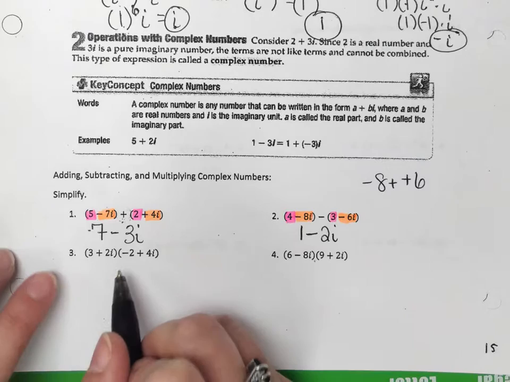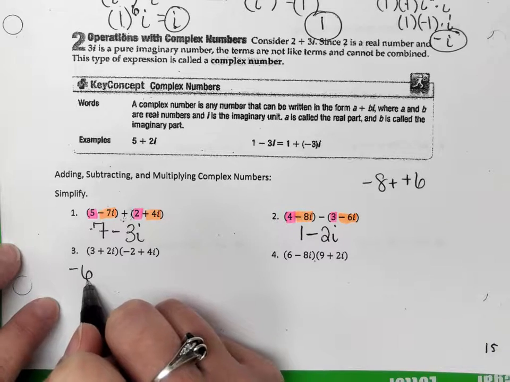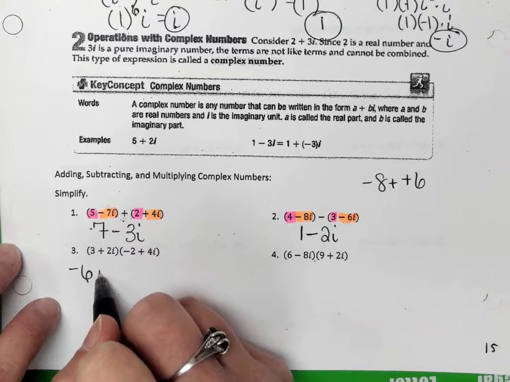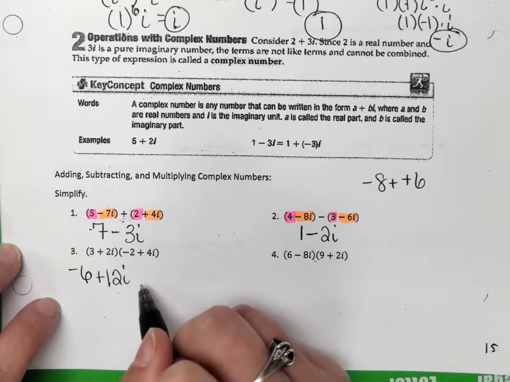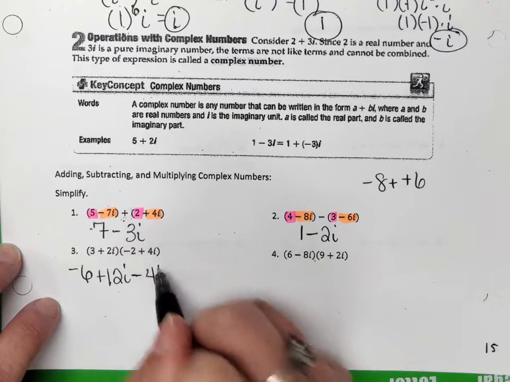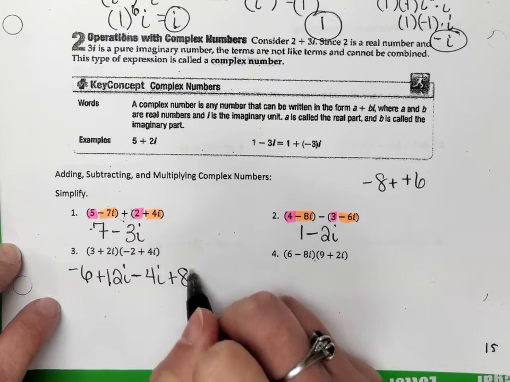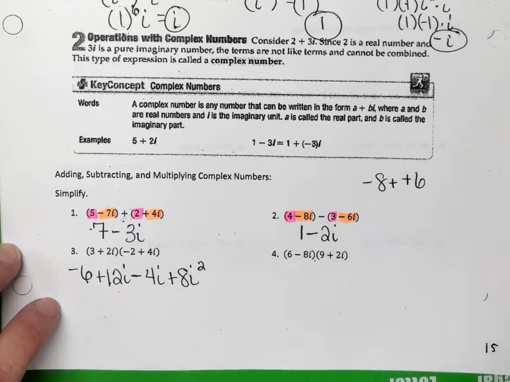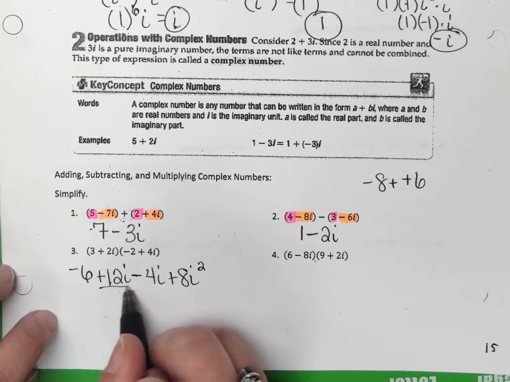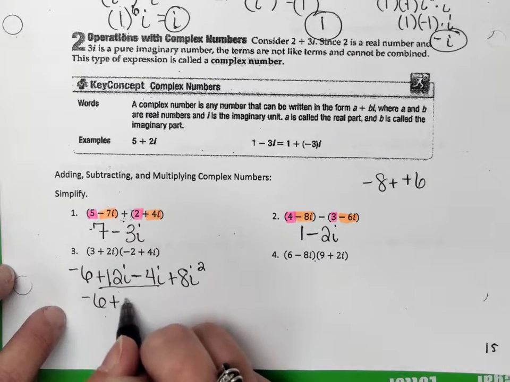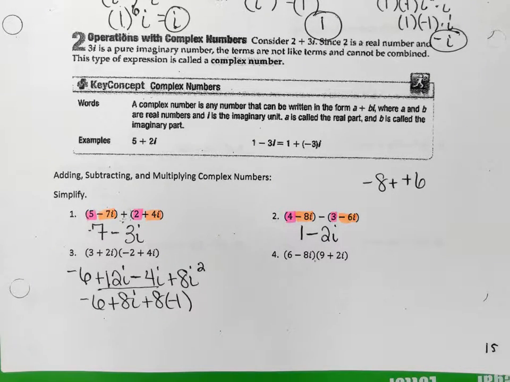All right, what about this one? You should be able to do the first. What's my first? Negative 6. What's my outer? Positive 12i. There you go. Don't forget your i. What's your inner? And be careful on your last. Plus 8i squared. There you go. Oh my gosh, what's i squared? Negative 1. And I can combine 12 and 4. So that's negative 6 plus 8i plus 8 times negative 1. If you can go ahead and say negative 8, then do it.